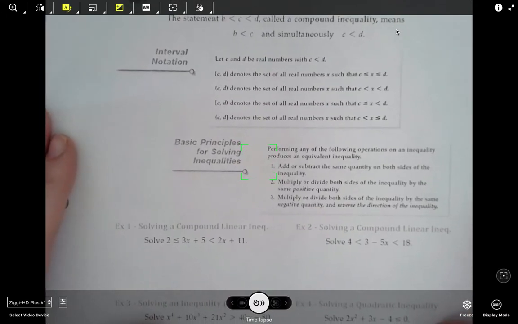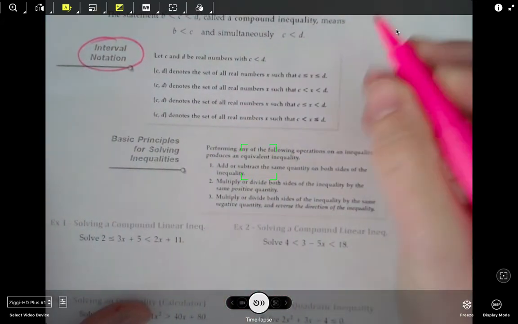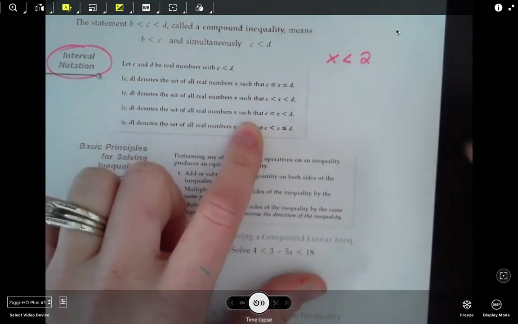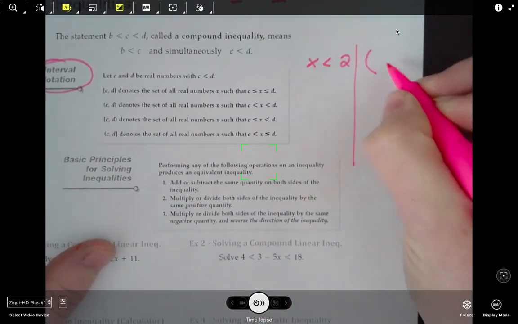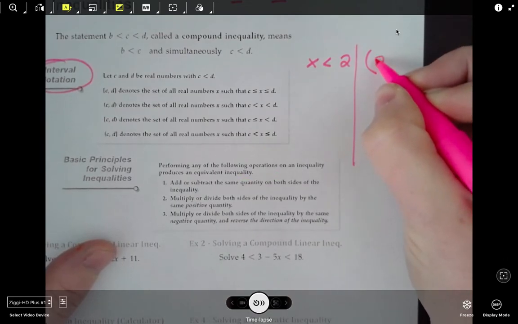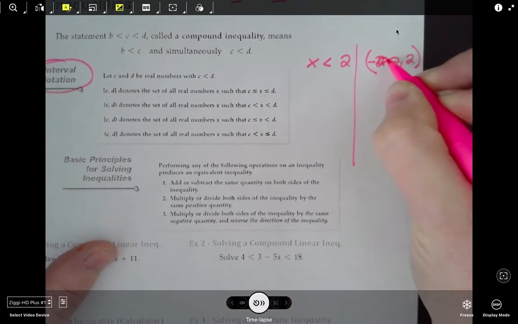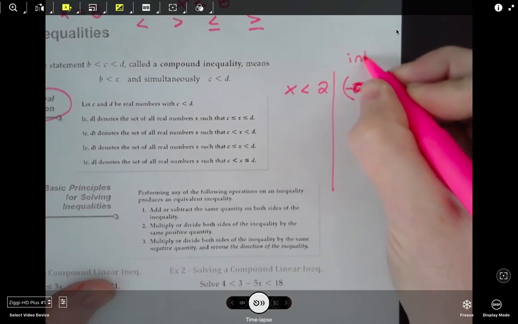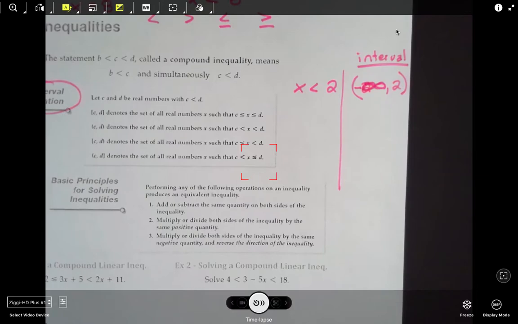All right, so inequalities: less than, greater than, less than or equal to, greater than or equal to. Sometimes they will write this as interval notation. Let's say you have x is less than 2, okay? In interval notation, they will write that as negative infinity, comma 2. That's an infinity symbol. Negative infinity, comma 2. This is interval notation, okay? Numbers that are less than 2 go all the way down to negative infinity and on up to 2.